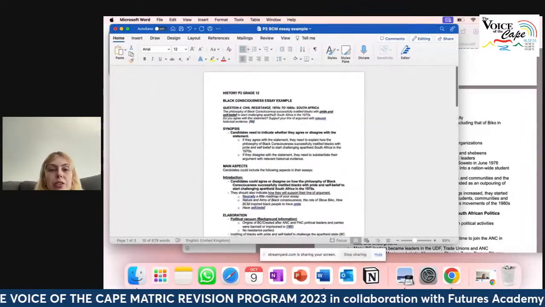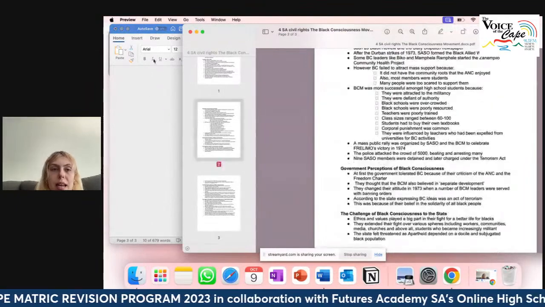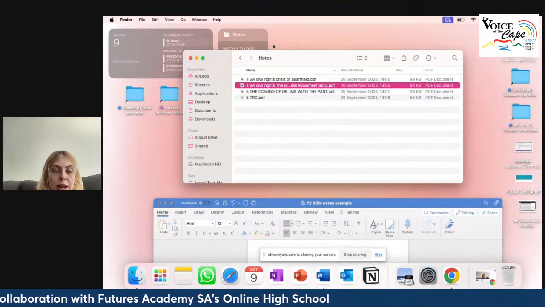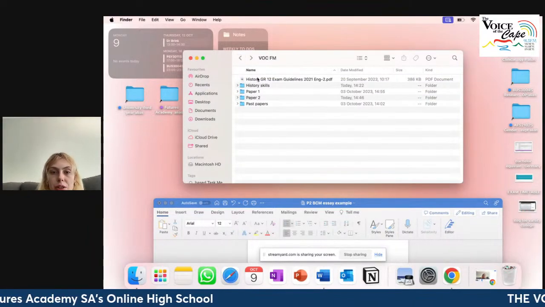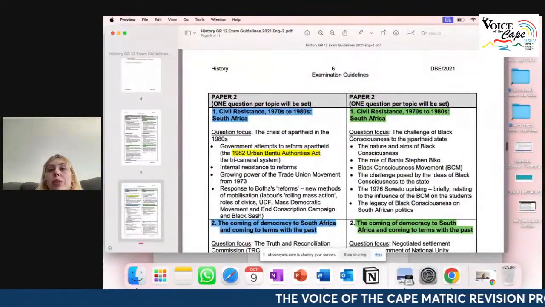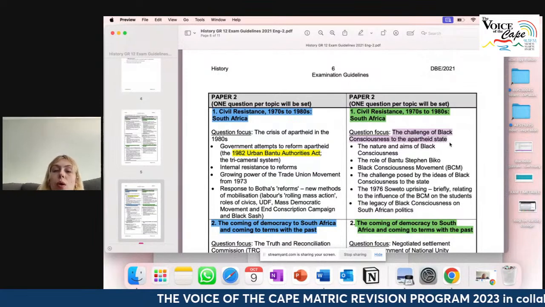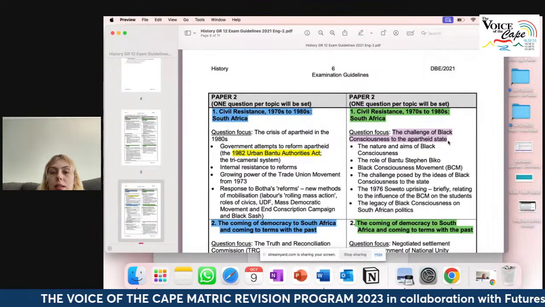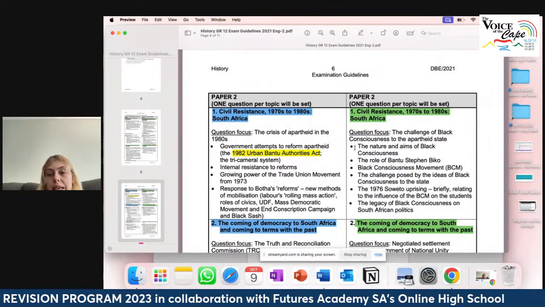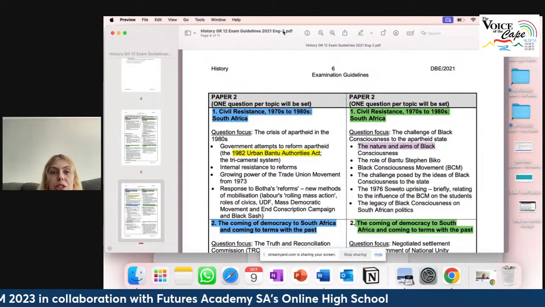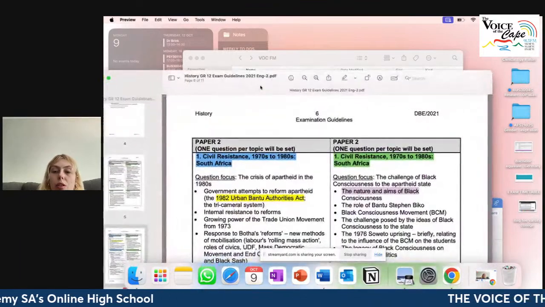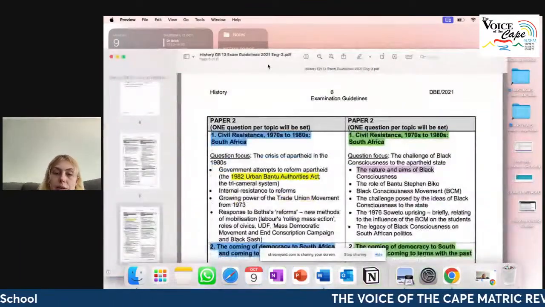So do you see how there's certain things that you discuss that line up to basically what's written here in your examination guidelines, and how you touch on each of those, but you frame it in a way that you speak about how it would then have instilled pride or self-confidence in Black people. So linking it each time, speaking about the nature and aims of Black consciousness, and then linking it to the essay question. Speaking about the role of Steve Biko, linking it to the essay question.